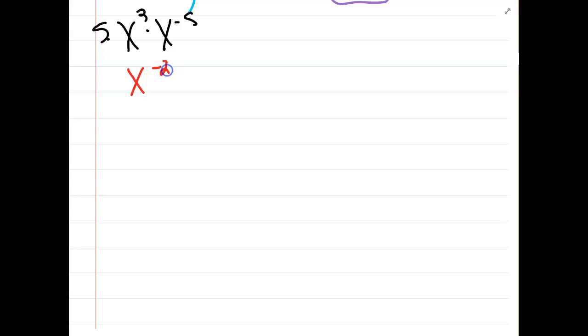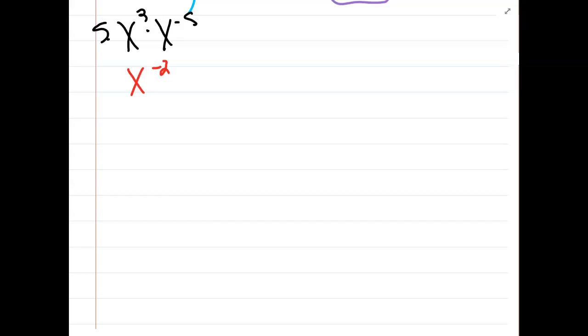negative 2. Here's where it comes in what we did on Monday and Tuesday. I cannot leave my answer as a power that has a negative exponent. But this is easy to fix. We practice this a lot. How do you fix a negative exponent? What did we do on Monday and Tuesday?